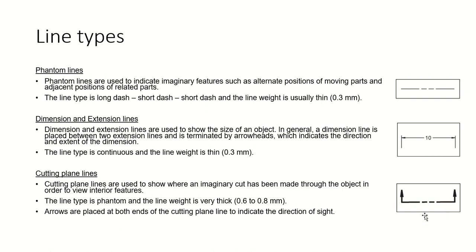Cutting plane lines, we use them to show the imaginary cut through the object, so you can see the internal or interior features, okay, about 0.6 to 0.8 millimeter in thickness. And of course, you still have your arrowhead showing you the direction of sight, okay? So direction of sight means you can see the cutting plane along that line.